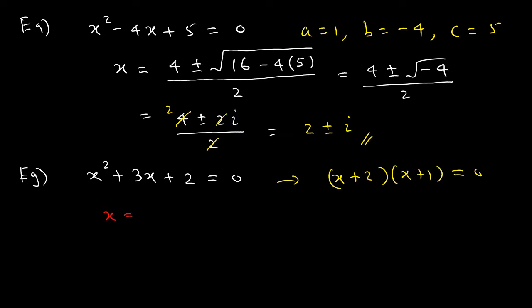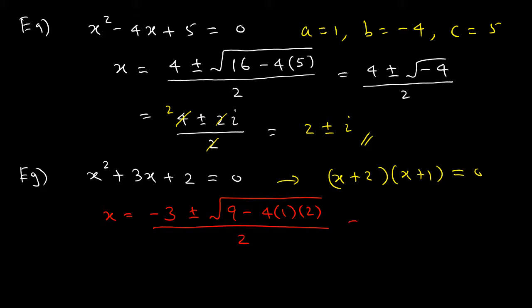So let's say x equals negative 3, that's the b, plus or minus the square root of b squared, that means 9, minus 4ac, over 2. So let's see how it simplifies. So it's negative 3 plus or minus the square root of 9 minus 8, so that means the square root of 1. The square root of 1 means 1. So what we want to do, we want to consider the two cases separately.